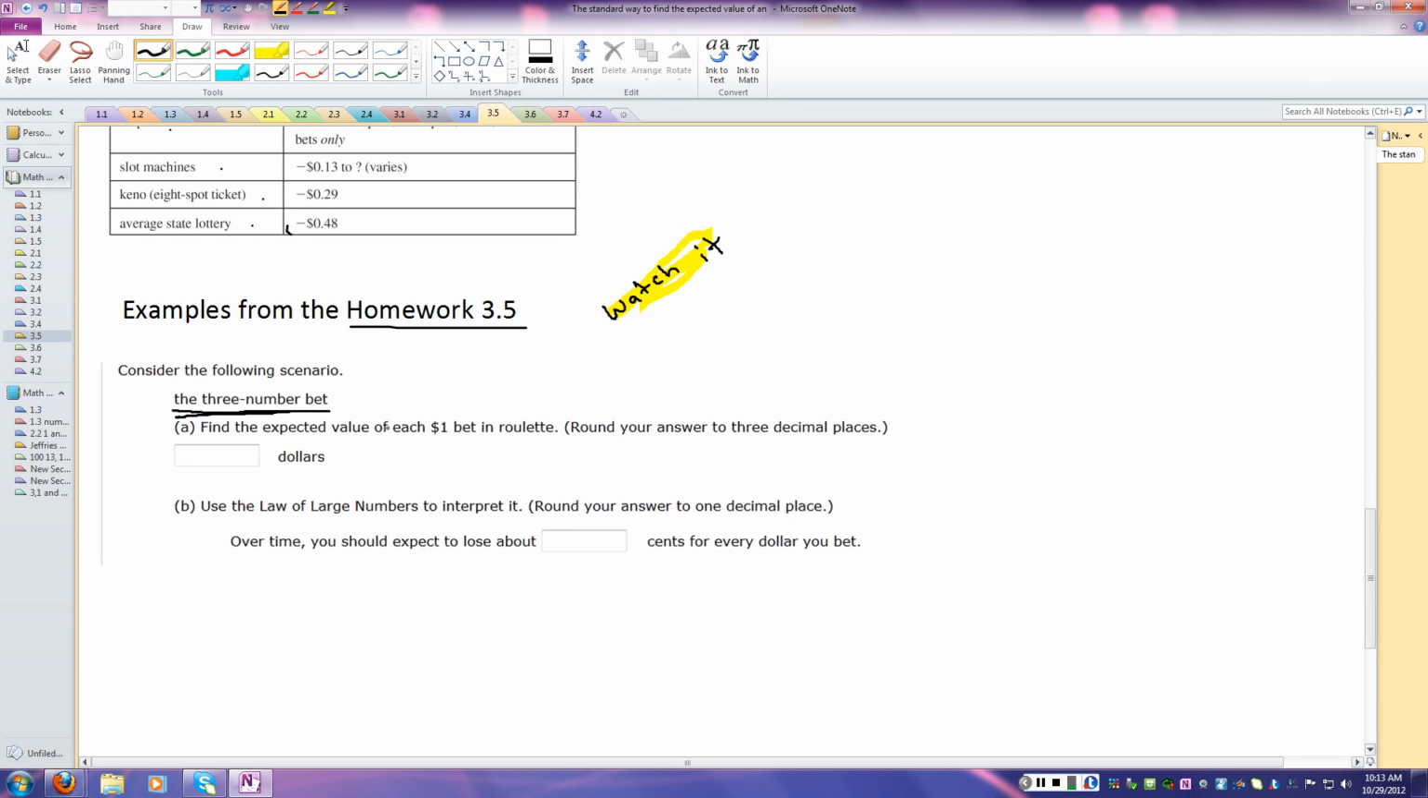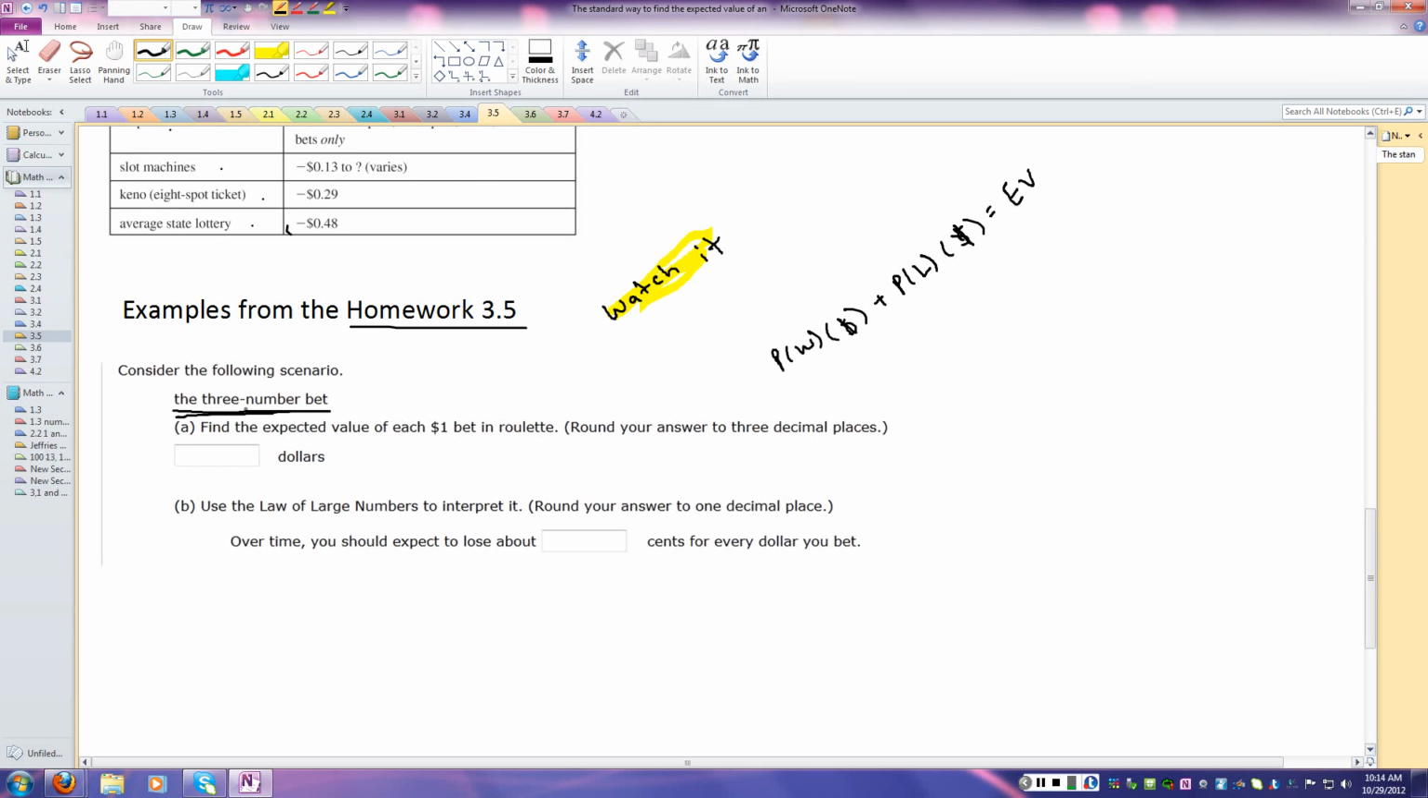Find the expected value of each $1 bet in roulette. So I have the probability that I win times what I would get if I win, plus the probability that I lose times how much money I lose, equals the expected value.